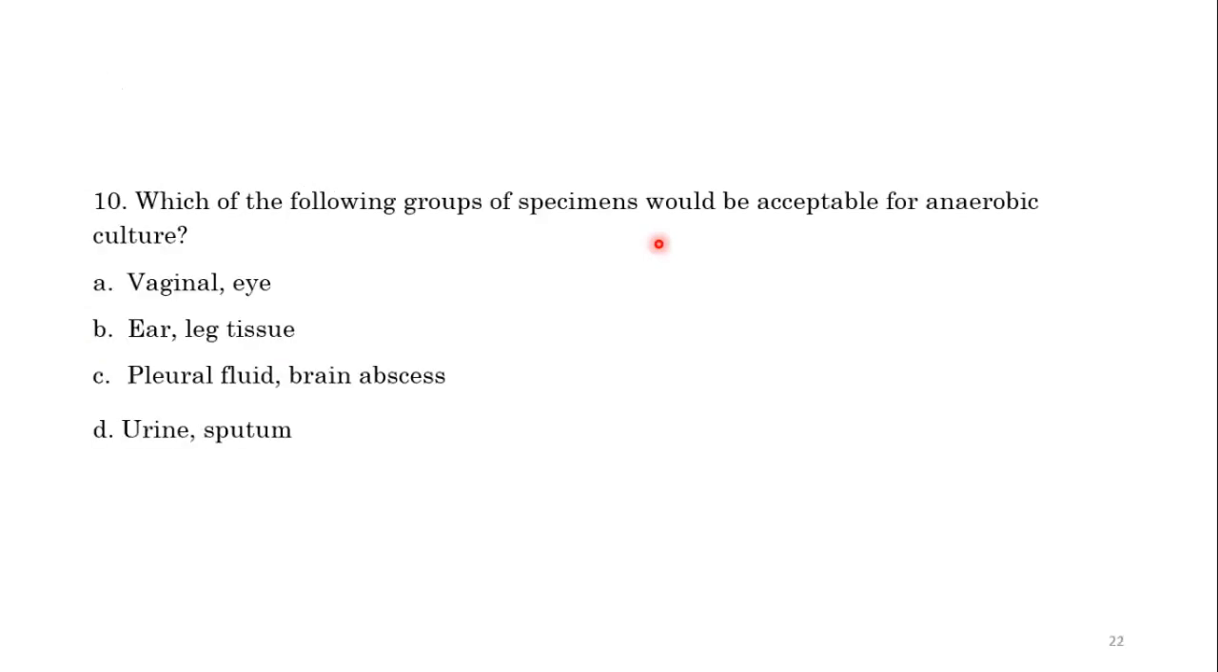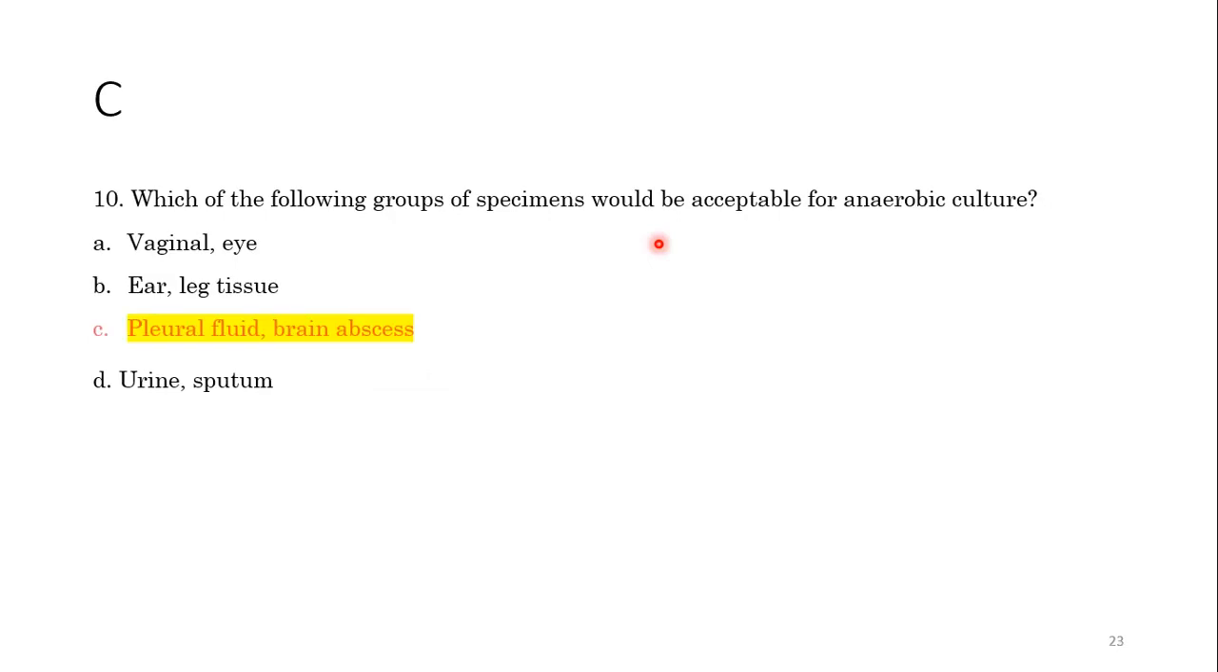Next is number 10. Which of the following groups of specimens would be acceptable for anaerobic culture? A, vaginal, eye secretions. B, ear, leg tissue. C, pleural fluid, brain abscess. D, urine, sputum. The correct answer for number 10 is letter C, pleural fluid, brain abscess.